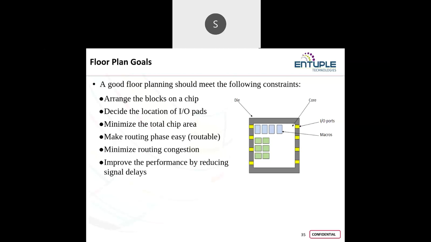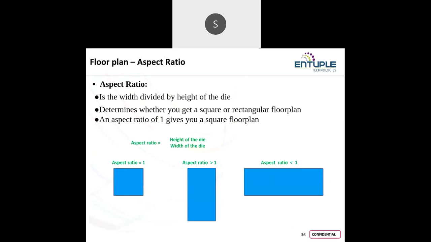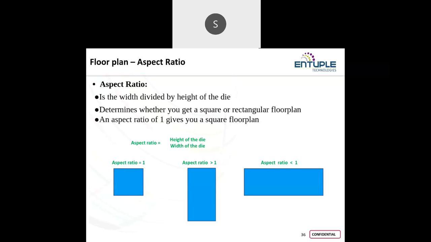So now let us check the two floor planning control parameters. You can see the floor planning control parameters. Usually I am considering two floor planning control parameters: aspect ratio and core utilization. Aspect ratio and core utilization will be called the floor planning control parameters.